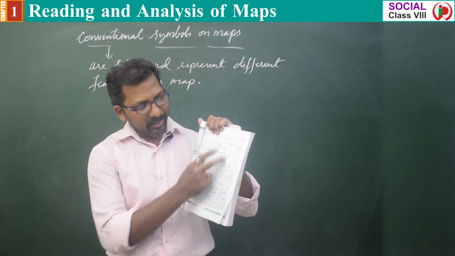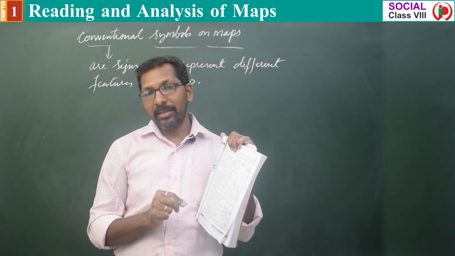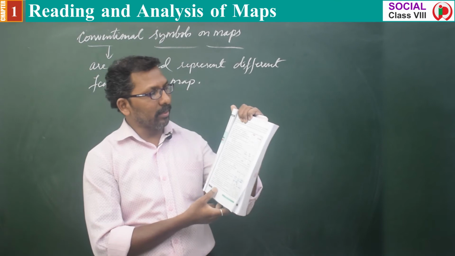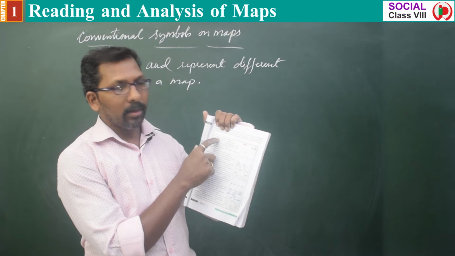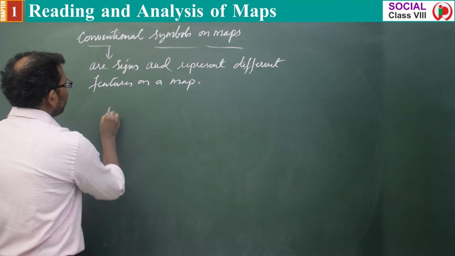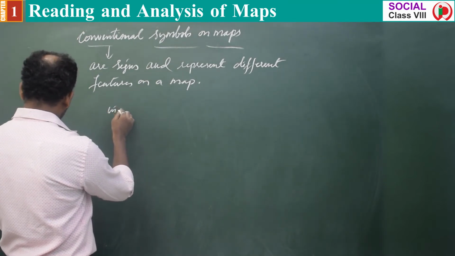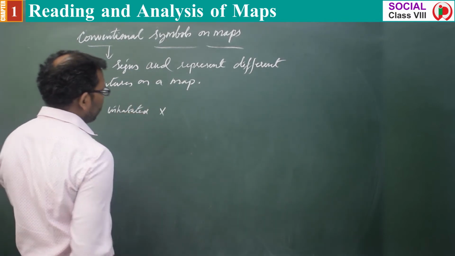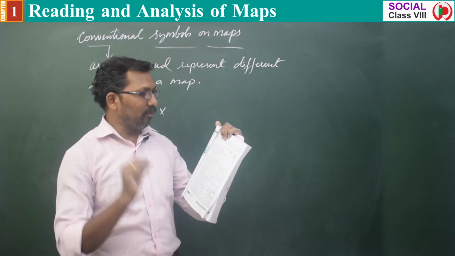So these are the particular symbols which are being used by the Survey of India in our country on the maps. So what symbols are given here? For example, let us talk about the first one, towns or villages. Towns or villages, inhabited. Inhabited means how are they given? A symbol is given. Deserted fort. The last one is a deserted fort.